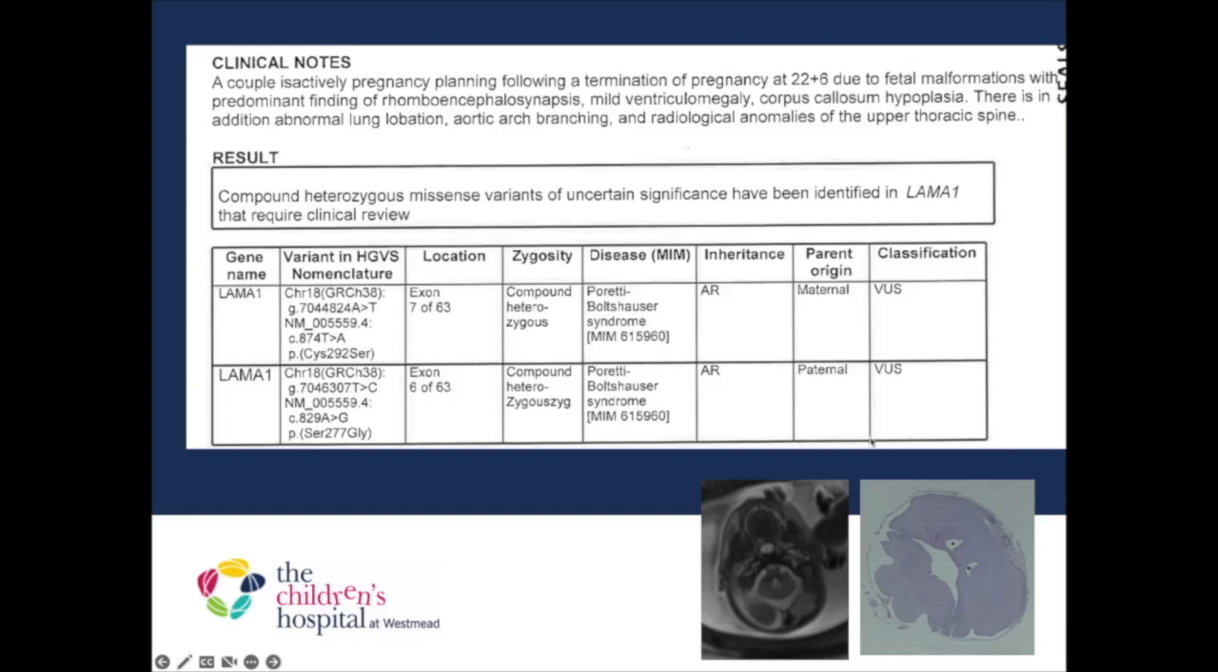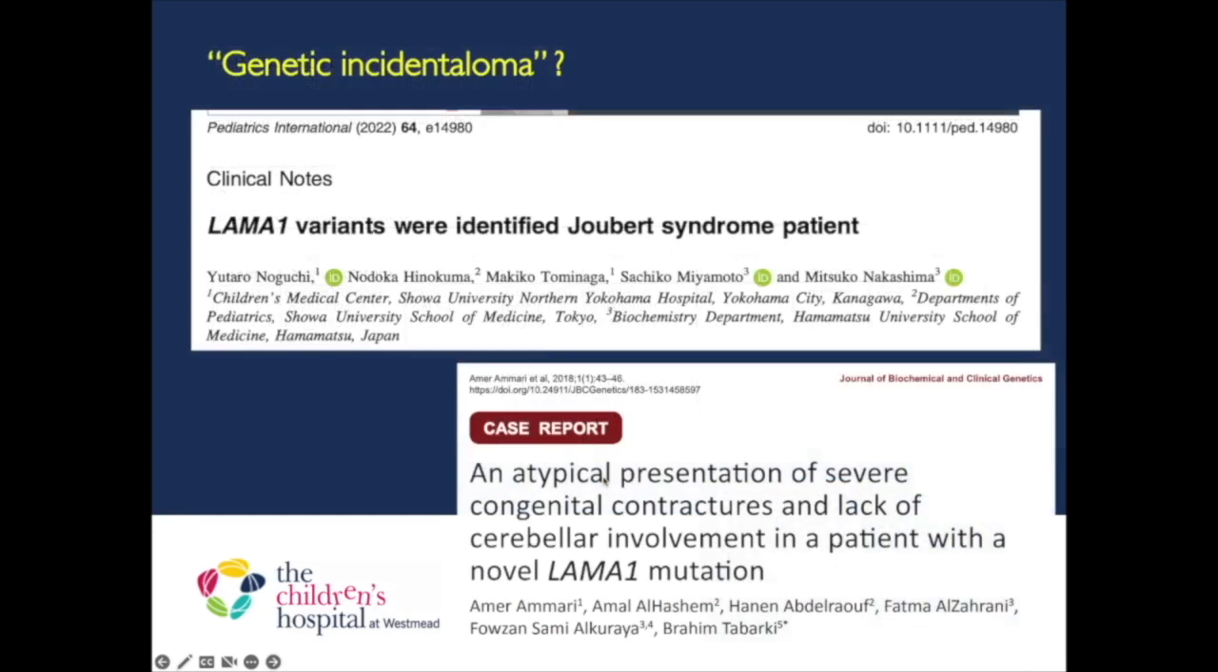So the issue is not that the phenotype isn't quite, or isn't at all really, LAMA1. We don't see any cysts, but the cysts don't have to necessarily be formed at this point. We know from the dystroglycanopathies that they often form later. But the main issue is that no association between the LAMA1 gene and rhombencephalosynapsis has been reported so far, despite extensive research. So it's probably just a genetic incidentaloma.